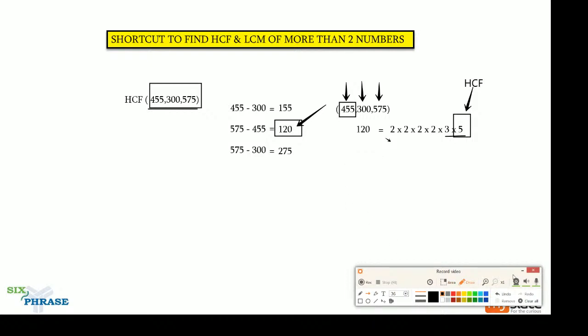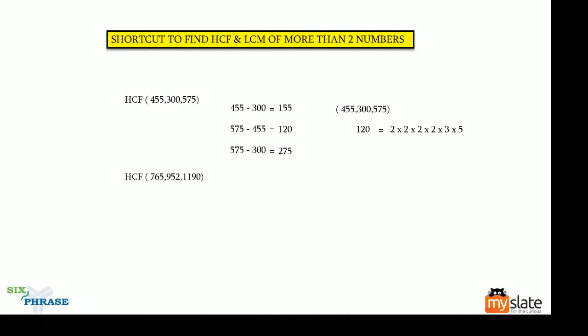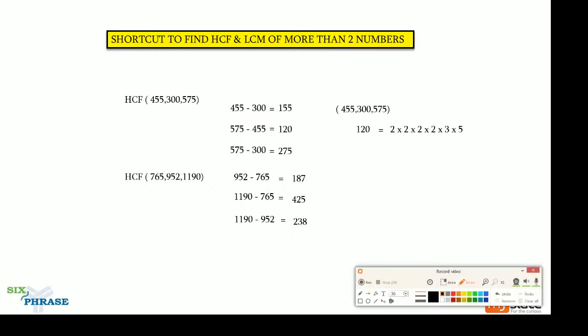Now what I'll do is we'll move on and see what else is happening here. So I've given you another example. What I did is I just find the differences and then take the smallest difference. So if I take the smallest difference, guys, I'll get this. This is the smallest difference, 187.